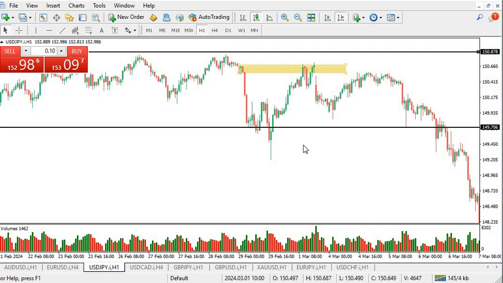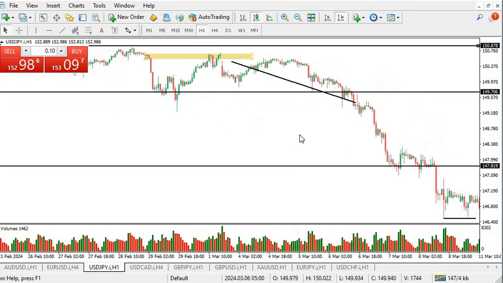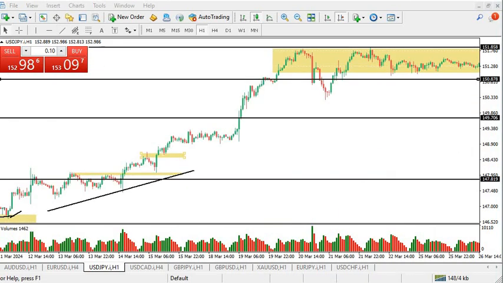So it was also a 1:3 risk to reward trade for us, only if we could have traded it. And we can see how the market moved to the downside after mitigating the order block near the resistance area, and how the market moved to the upside after mitigating the order block near the support area. So this was the first characteristic. Now let's move toward the second one.